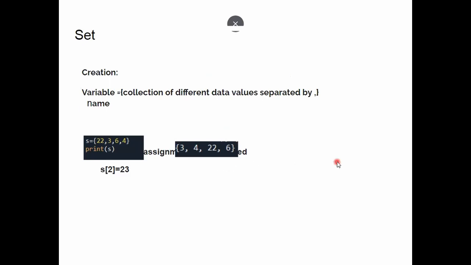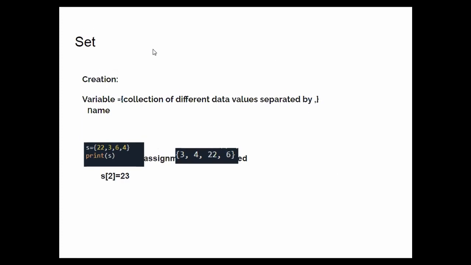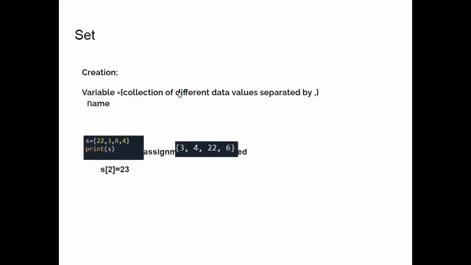Now we have the third data type, which is called the set. Now what is a set? It is again a collection of different data values which are separated by commas. How it differs from the tuple and the list is that for the list we use square brackets, for the tuple we use parentheses, and for the set we use set notation, that is, curly braces.